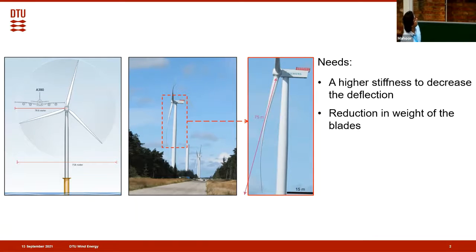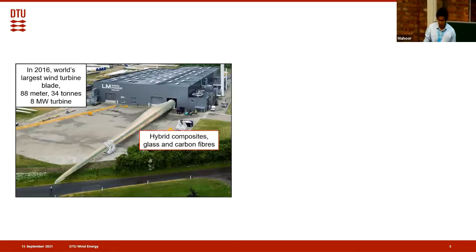So one of the biggest challenges of designing such a big structure is to have a higher stiffness material for the wind turbine blade to decrease the deflection. The higher stiffness you have, the lower deflection it will have towards the tower. It is also important to reduce the weight of the blade to have higher efficiency of electricity generation. And how can we achieve that?